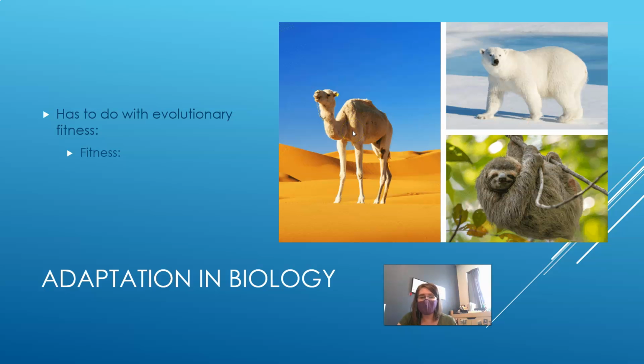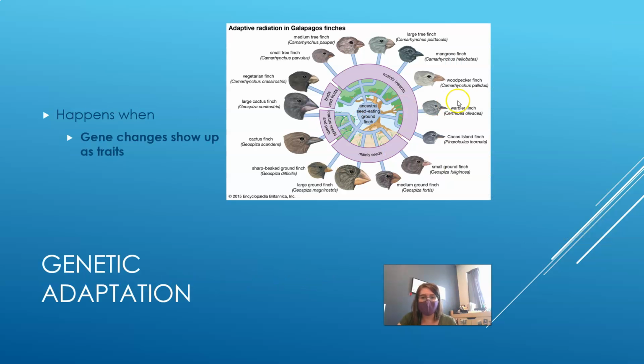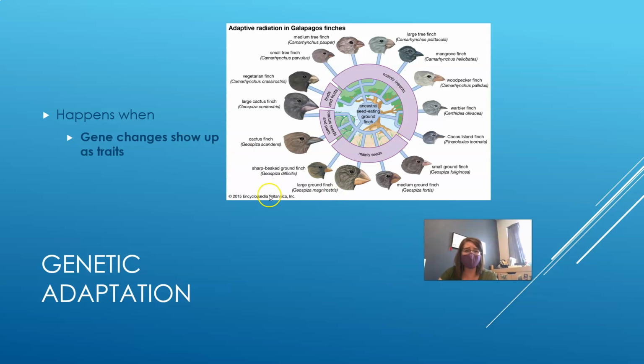So let's talk about the ways that adaptations can happen in biology. So you can have a genetic adaptation. Genetic adaptations happen when, and you should write this down, a mutation increases fitness.